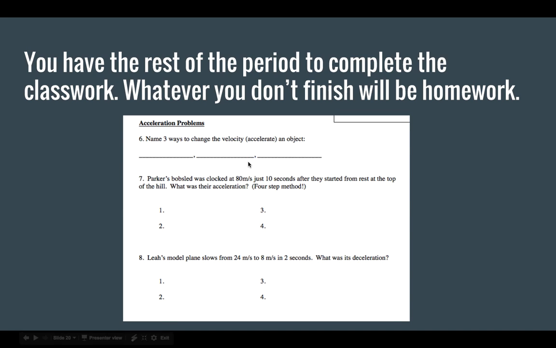And then the last part is acceleration problems from the notes that we did yesterday. So you can look at those examples there. So you have the rest of the class period to use your notebook to complete both sides of the worksheet. Tomorrow I will be collecting this one and the one from yesterday, the C notes. So please use your time wisely. Good luck.